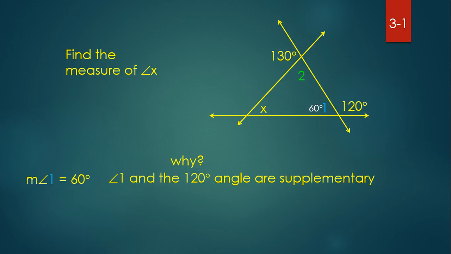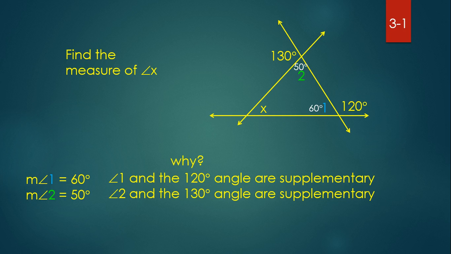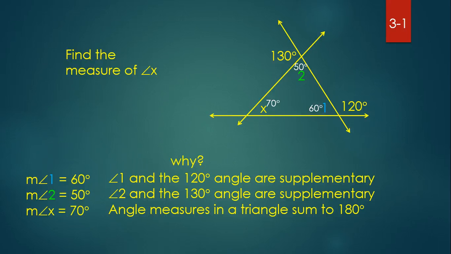If I label this angle, angle 2, I know that it has to measure 50 degrees. And the reason for that is that angle 2 and that 130-degree angle also are supplementary. They form a straight angle. So now I can conclude that the measure of angle x, which is what we were asked to find, has to be 70 degrees. And that's because the measures of all the angles in this triangle have to add up to 180 degrees.